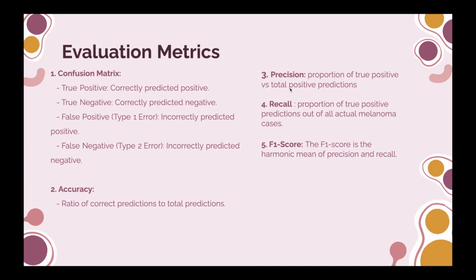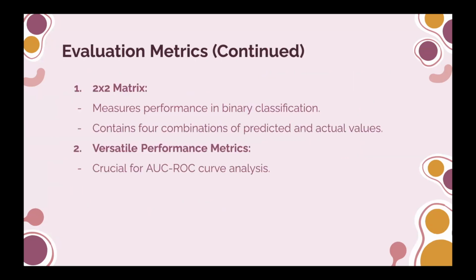Similarly, we will also be calculating precision, recall, and F1 score. Precision is the proportion of true positives versus total positive predictions. The F1 score is the harmonic mean of precision and recall. Finally, we would also be doing an AUC ROC curve analysis. Basically, we are going to be plotting the recall versus the false positive rate at various thresholds. This will indicate how well the model is able to differentiate between non-melanoma and melanoma cases.